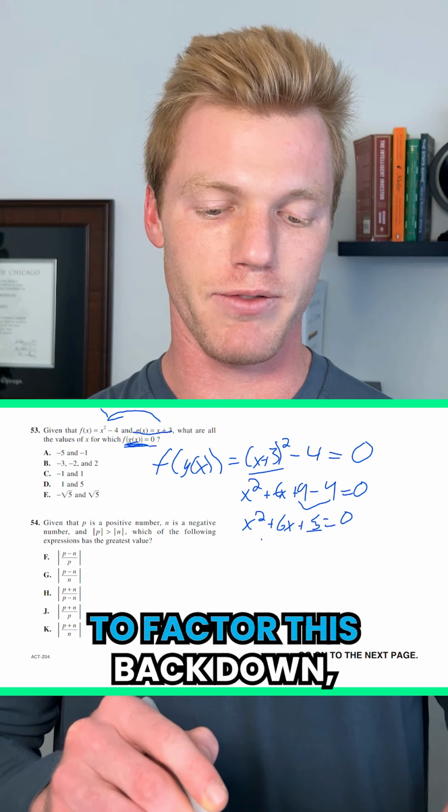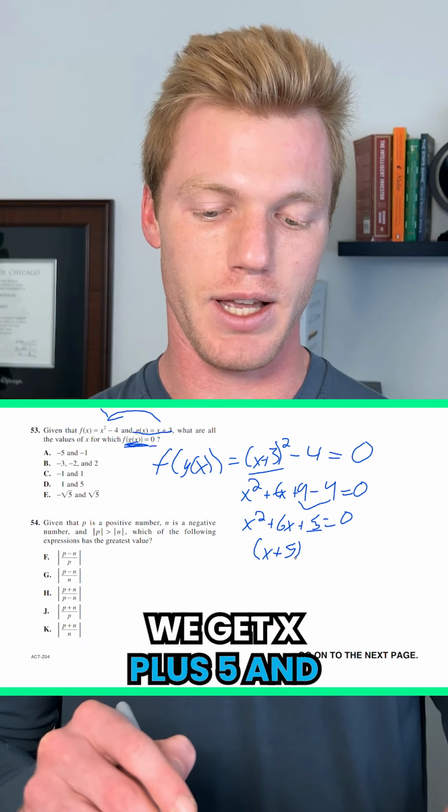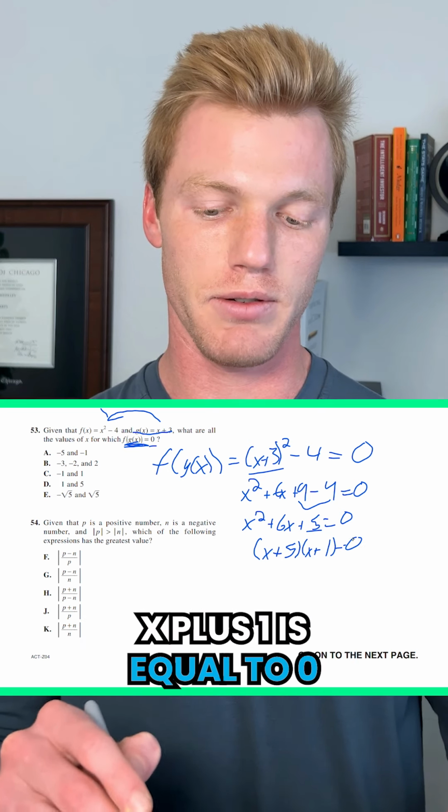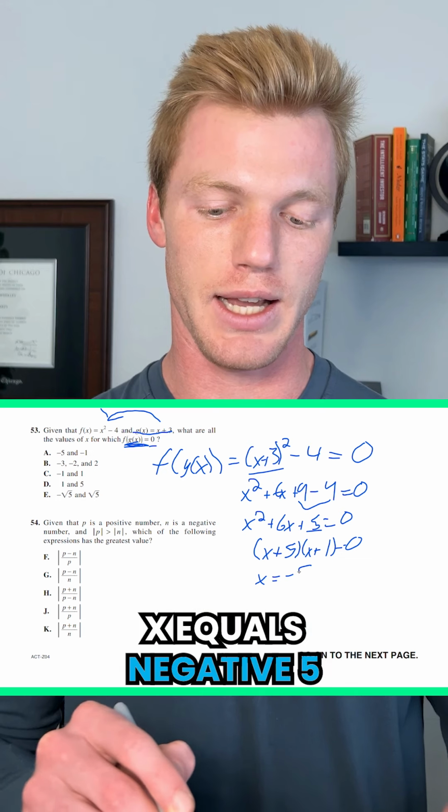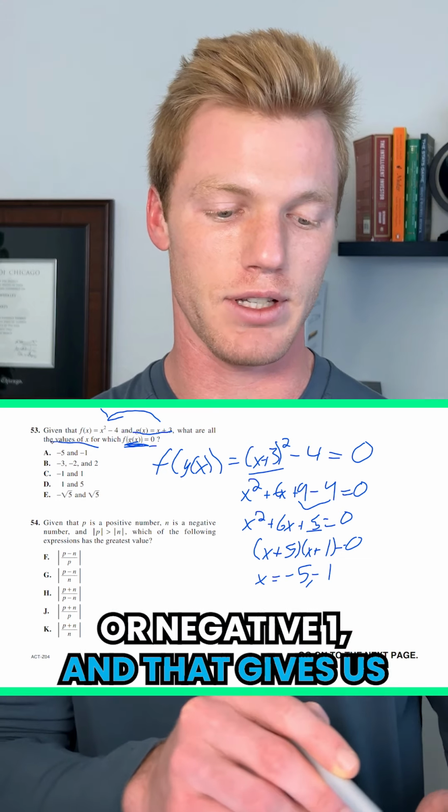And then when we keep going to factor this back down, we get x plus 5 and x plus 1 is equal to 0. When we keep solving, we get x equals -5 or -1, and that gives us answer choice A.